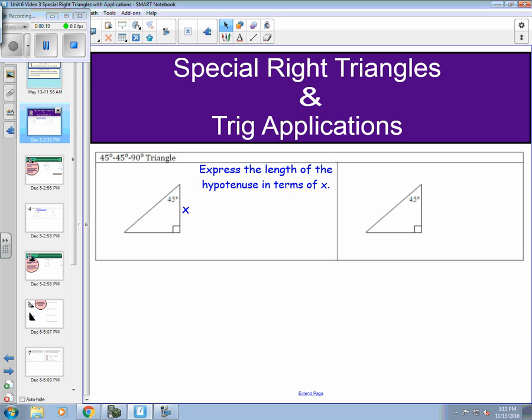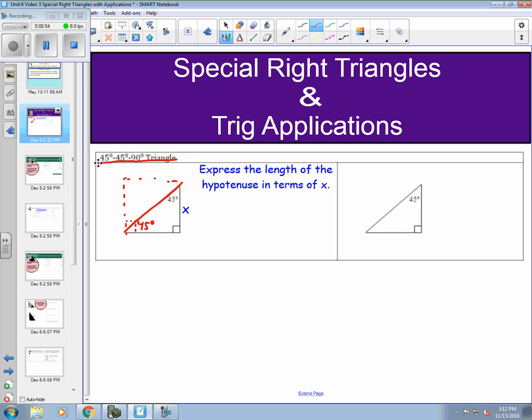Two special right triangles that occur a lot in geometry, and in architecture as well, is a 45, 45, 90 degree triangle. Basically, this occurs when you take a square and draw a line from corner to corner. It basically cuts a square in half. So if you cut these corner right angles in half, that makes them both 45 degrees. So you end up with a 45, 45, 90. Our right angle here is our 90 degree angle.